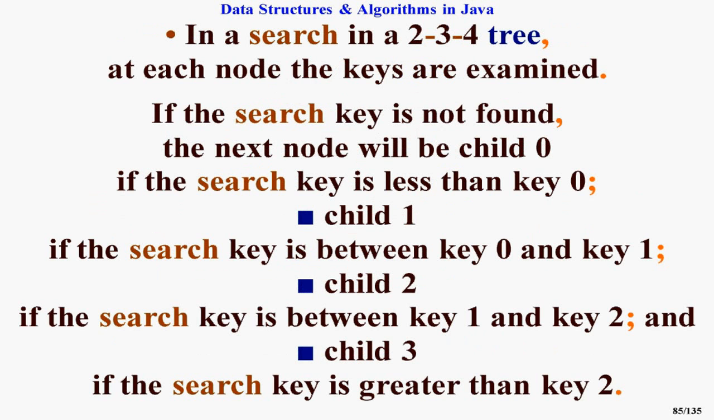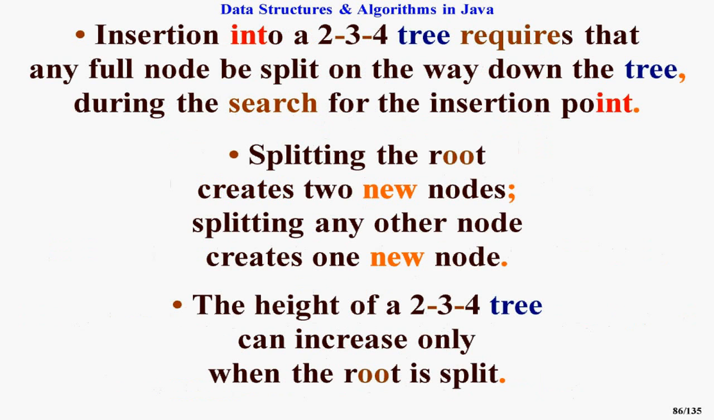In a search in a 2-3-4 tree, at each node the keys are examined. If the search key is not found, the next node will be child 0 if the search key is less than key 0, child 1 if the search key is between key 0 and key 1, child 2 if the search key is between key 1 and key 2, and child 3 if the search key is greater than key 2. Insertion into a 2-3-4 tree requires that any full node be split on the way down the tree, during the search for the insertion point.